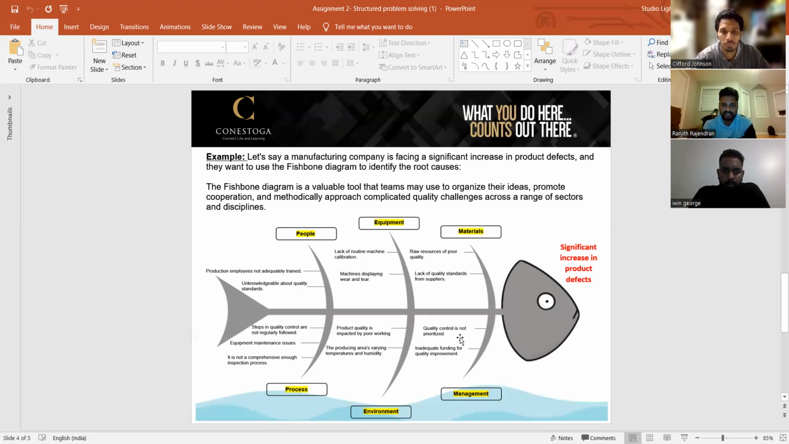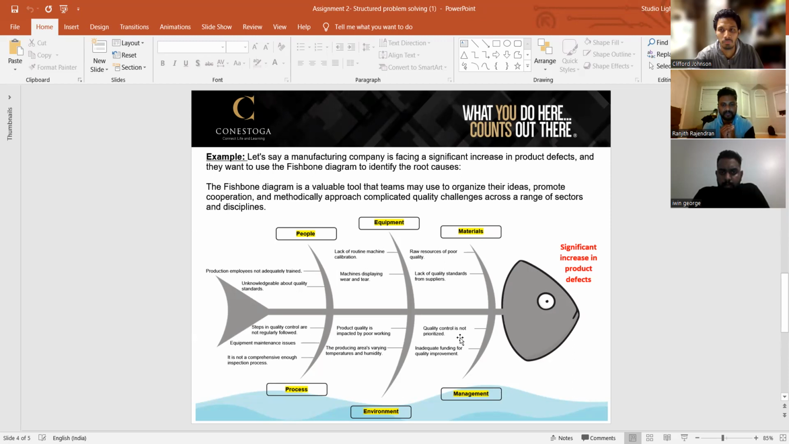So the next one is materials. The company could have sourced poor quality raw materials, or the lack of quality standards from suppliers could also be a reason behind it. The next one is process. The steps in quality control are not regularly followed, which could be one of the reasons, or there could be equipment maintenance issues. Also, the inspection process is not comprehensive enough. That is, the audit and the inspection process was not properly maintained in the factory.